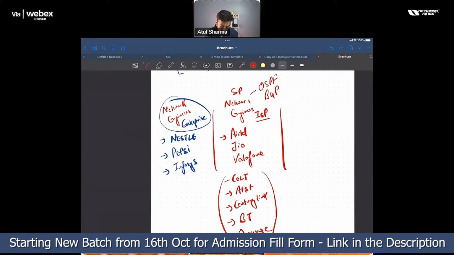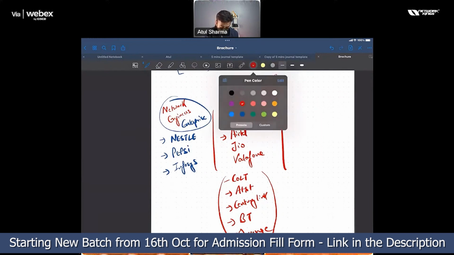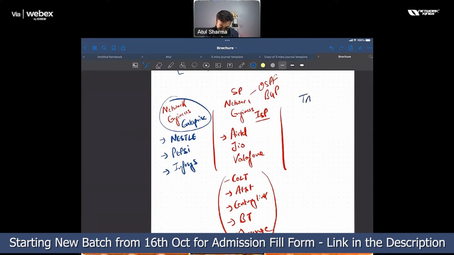And the third level of companies are called TAC engineers. They are like network engineers, but they are called technical assistance center engineers. So what is a TAC engineer? Suppose you work for Nestle, but there is a problem in the Nestle network, you are not able to fix the issue, and you are using Cisco routers.